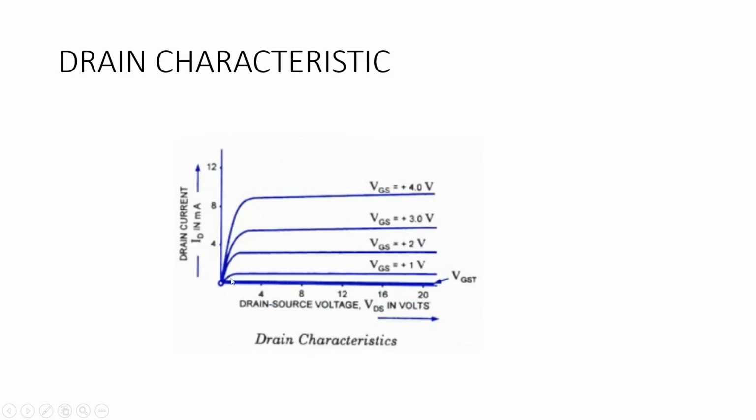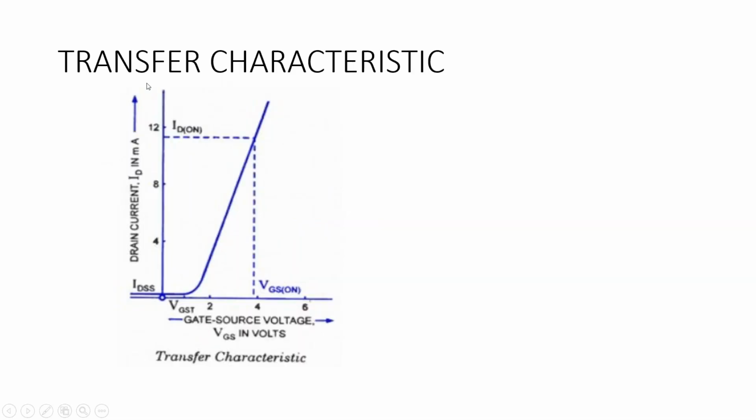This is the drain characteristic of the E-MOSFET. It is a curve between ID and VGS. In the E-MOSFET, we apply positive VGS voltage, and by increasing VGS, the current ID will increase. The transfer characteristic is a curve between ID and VGS. When VGS is 0, ID is IDSS. On increasing VGS, ID is increasing.